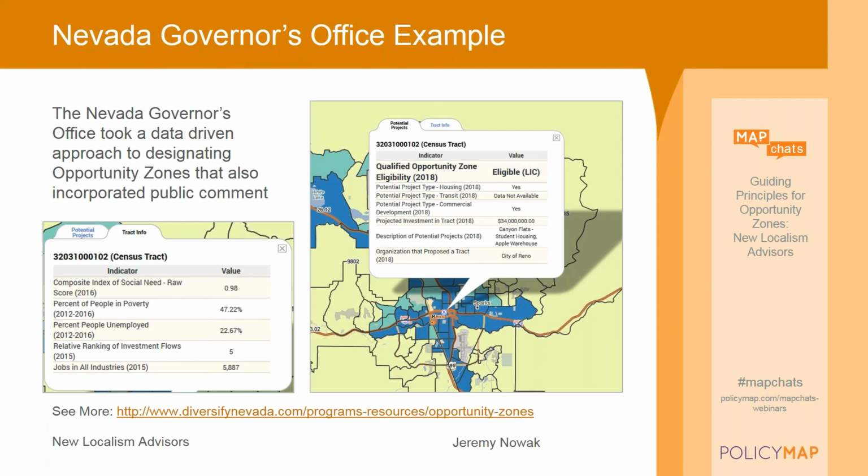They looked at social need issues. They looked at percentages of people in poverty. They looked at unemployment rates. They looked at relative ranking of investment flows. They looked at where the jobs are in all the industries, and they tried to understand what's going on there. And in that sense, tried to build a kind of investment idea here, a kind of investment theory about the place. So hats off to Nevada and many other places.